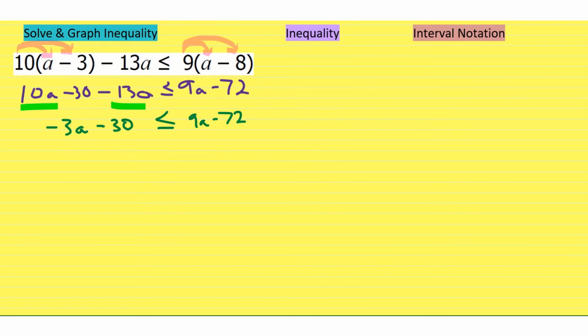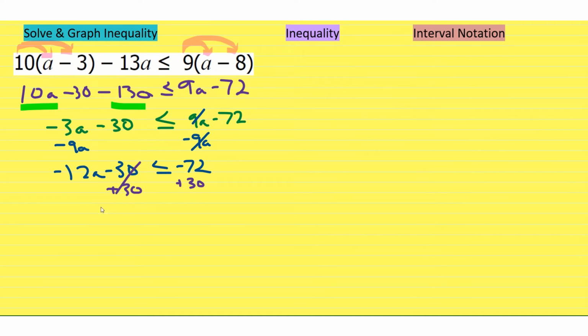So the first thing I'm going to do is minus 9a on both sides. Minus 9a. And that's going to give me 9, 10, 11, 12. Negative 12a minus 30 is less than or equal to, those canceled out, negative 72. Now I'm going to do plus 30 to move it to the other side. So plus 30 on both sides, plus 30. And now these will cancel out. I have negative 12a is less than or equal to negative 42.